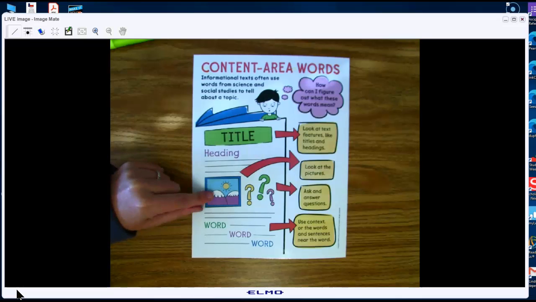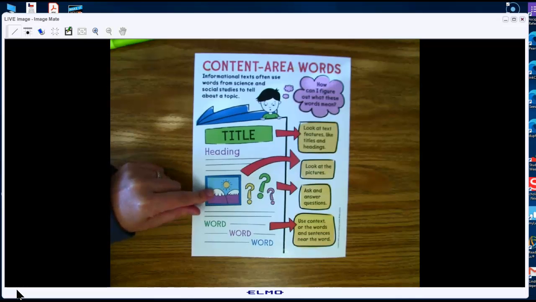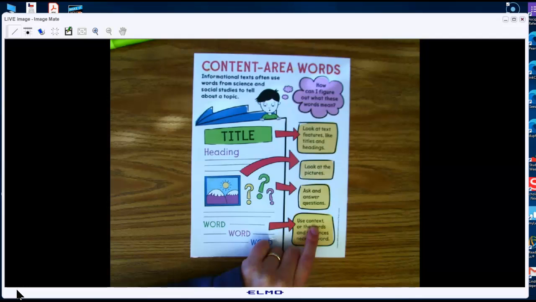We can look at the pictures and see if there's any clues. The pictures might tell us what they mean. And then what we're going to work on this week is context. Say that word. Context. Context clues. We're going to be like detectives. And we're going to find the words inside the story that tell us what another word means. So we're going to be practicing that.